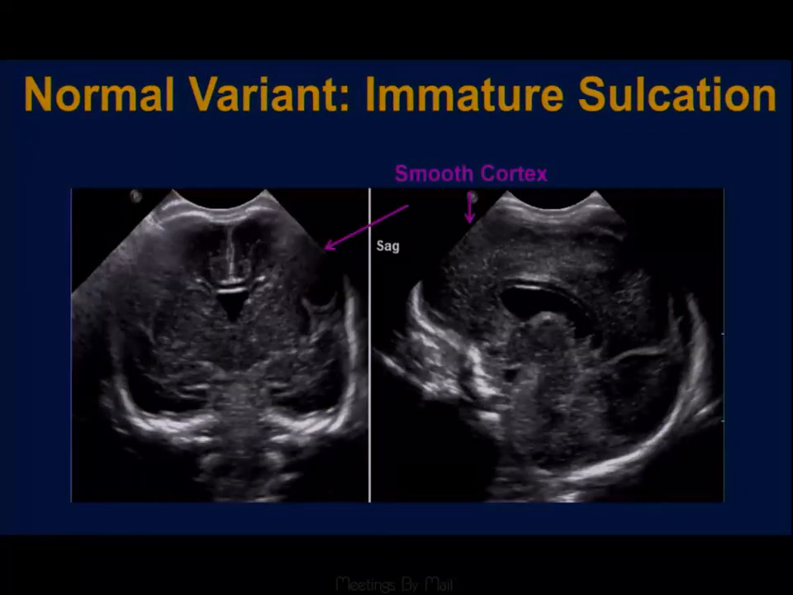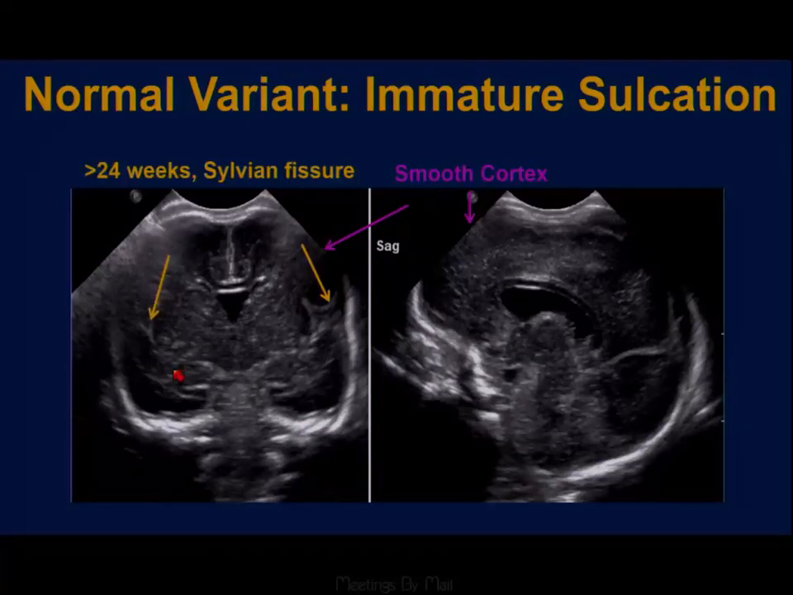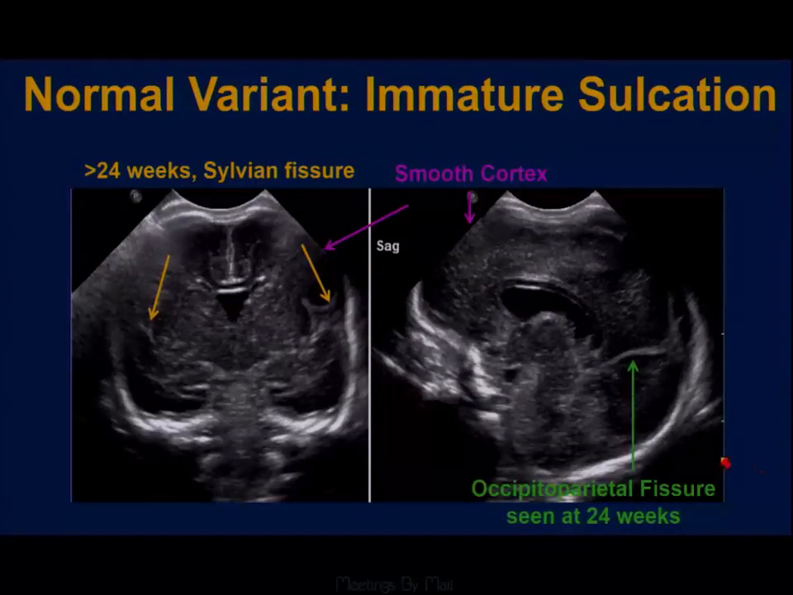So here is a normal variant that we see all the time. So this is premature sulcation. So this is a premature infant who is born maybe at 24 or 26 weeks of gestation, and you'll see this nice smooth cortex. And what you can do is you can actually kind of date some of these kids. So you know that the sylvian fissures form just past 24 weeks. And again, this occipital parietal fissure is seen at about 24 weeks. So if you see these two structures already formed, you can hypothesize that they're already past 24 weeks.